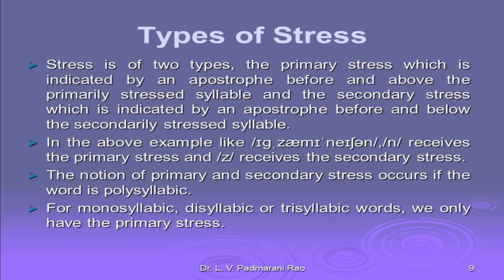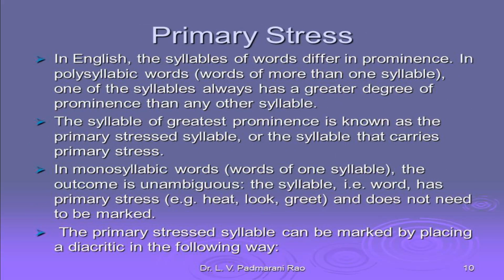Let us concentrate on talking about the rules that are associated with marking stress. In English, the syllables of words differ in prominence. In polysyllabic words, with more than one syllable, one of the syllables always has a greater degree of prominence than the others. The syllable of greatest prominence is known as the primarily stressed syllable, or the syllable that carries the primary stress. In monosyllabic words, that is words with only one syllable, the outcome is unambiguous. Obviously, that word is stressed if it is a content word, by which we mean a noun or a verb or an adjective or an adverb.